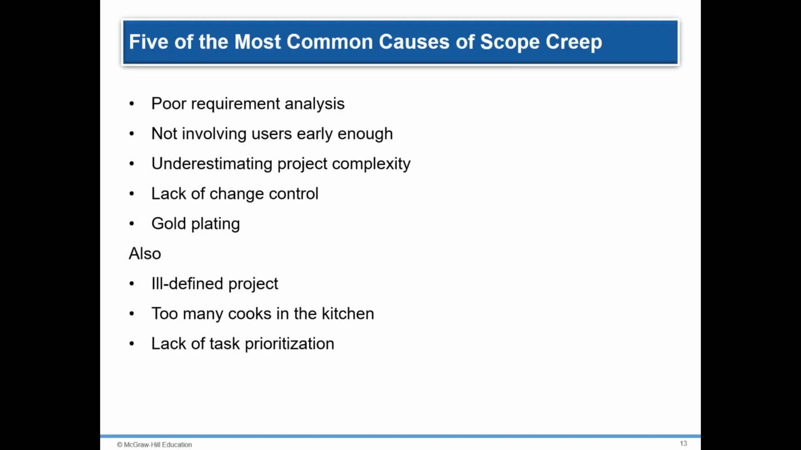The key common causes of scope creep are listed here again. So these are something I have commented on: poor requirement analysis, not involving users early enough, misunderstanding project complexity, lack of change control, gold plating, and also an ill-defined project, too many cooks in the kitchen, and lack of task prioritization.